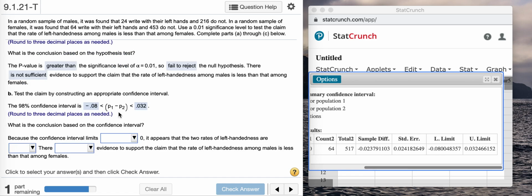And so interpreting this, because the confidence interval limits actually include 0, then it is possible that the difference is 0, making them equal. So it appears that the two rates of left-handedness are equal, or at least could be. There is not sufficient evidence to claim that the rate for males is less than females. So that's just another way of conducting the test, but using a confidence interval to reach that conclusion.